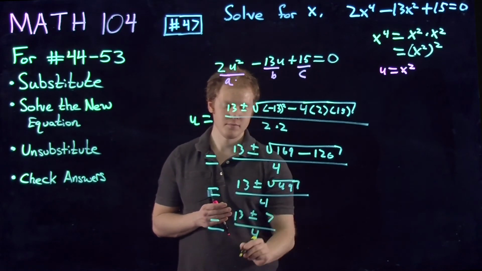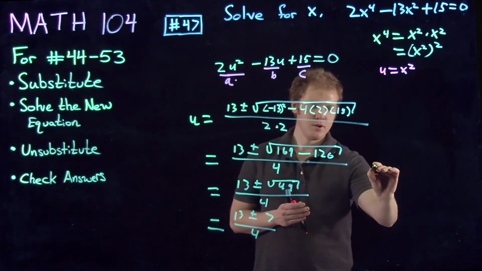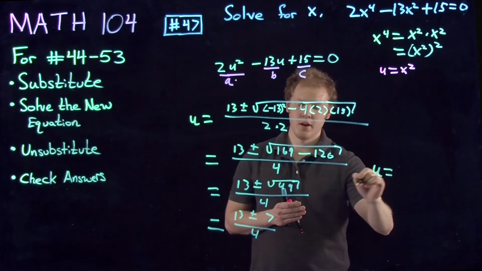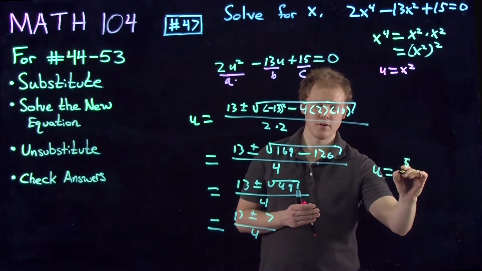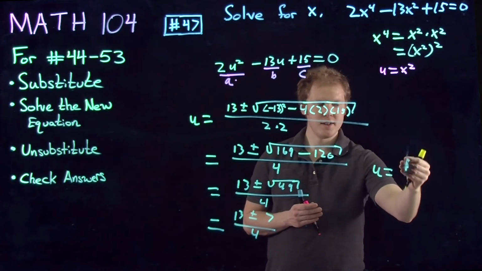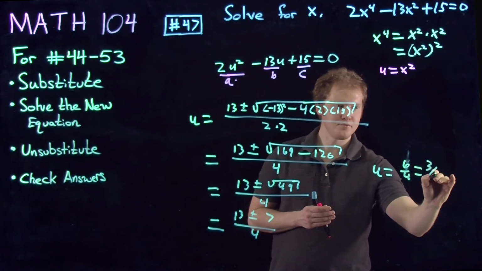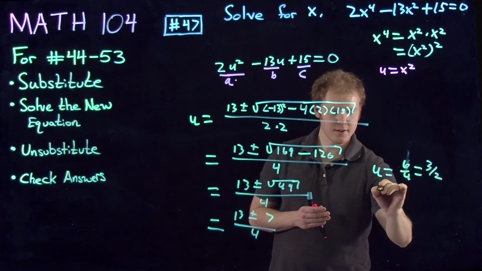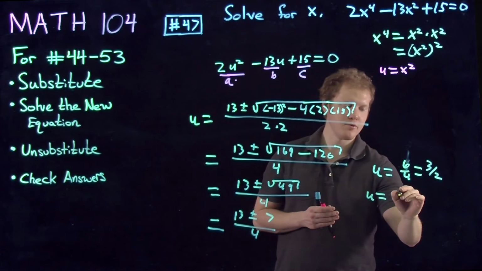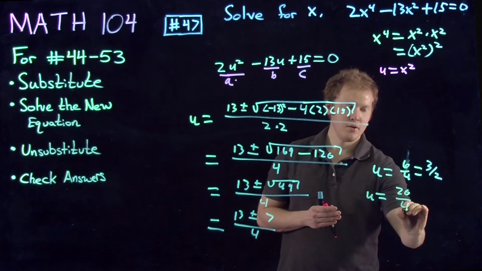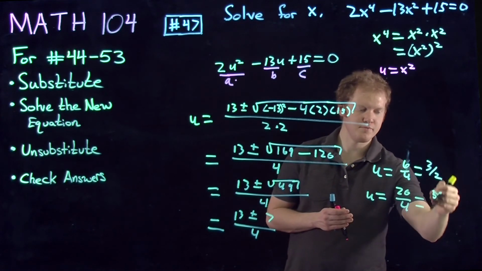And then simplifying once more, we will get 13 plus or minus the square root of 49, which is 7, over 4. Now this gives us two values for u, so we get u equals 13 minus 7, that is 6 over 4, which is of course 3/2. And then we get u equals 13 plus 7, that's 20 over 4, which is, of course, just 5.